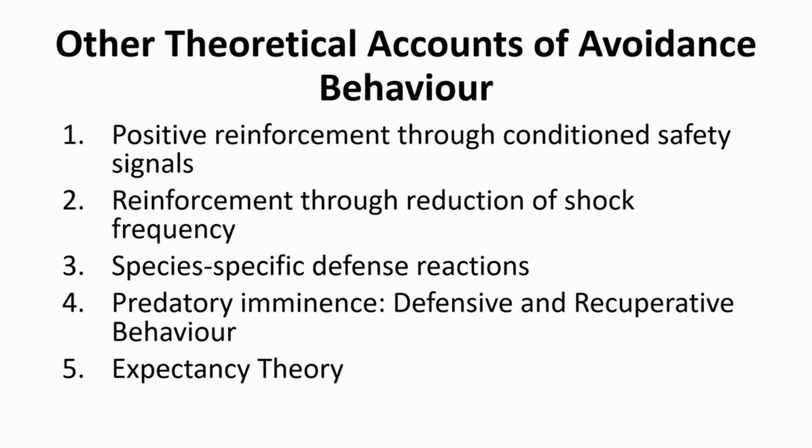Okay, so the textbook also goes over a couple of other theoretical accounts of avoidance behavior. These are a little bit less prominent in the field, but each of them has had different studies that give at least some evidence that they might be involved in avoidance behavior. So the first of these is positive reinforcement through conditioned safety signals.